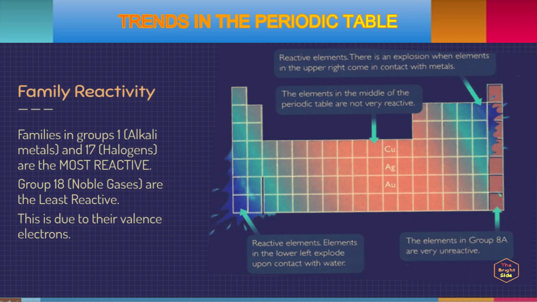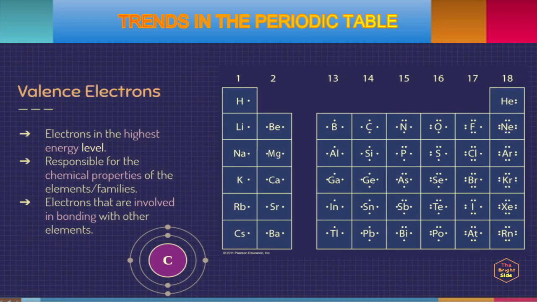Now, the noble gases, the ones on the very end, group 18, are not reactive. They're the least reactive group on the periodic table. As we go in towards the transition metals, they get less and less reactive. So the transition metals are reactive, they're just not very reactive. Now, all of this is due to an element's valence electrons. So let's look at those right now.